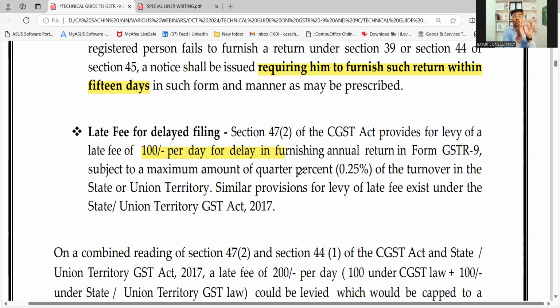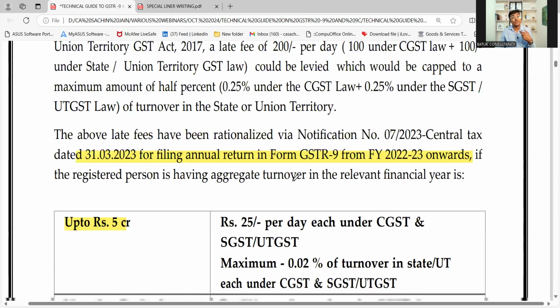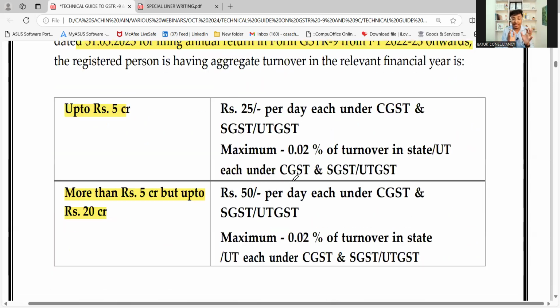If a particular person has not filed the annual return, in such a scenario, that person can receive a notice as well as a non-filer. Also, there is a late fee. If your turnover is up to 5 crore rupees, this is the updated late fee which will be applicable from financial year 2022-23 onwards. That means the same late fee will be applicable for financial year 2023-24. Because earlier the liability was 100 rupees under CGST, 100 rupees under SGST. But now the government has reduced the late fees. So we also need to update ourselves from the latest notifications as well.